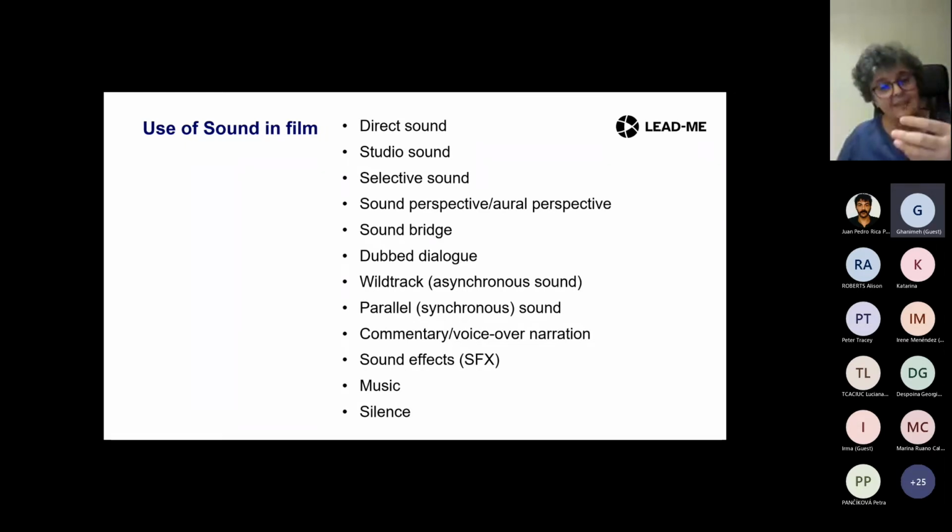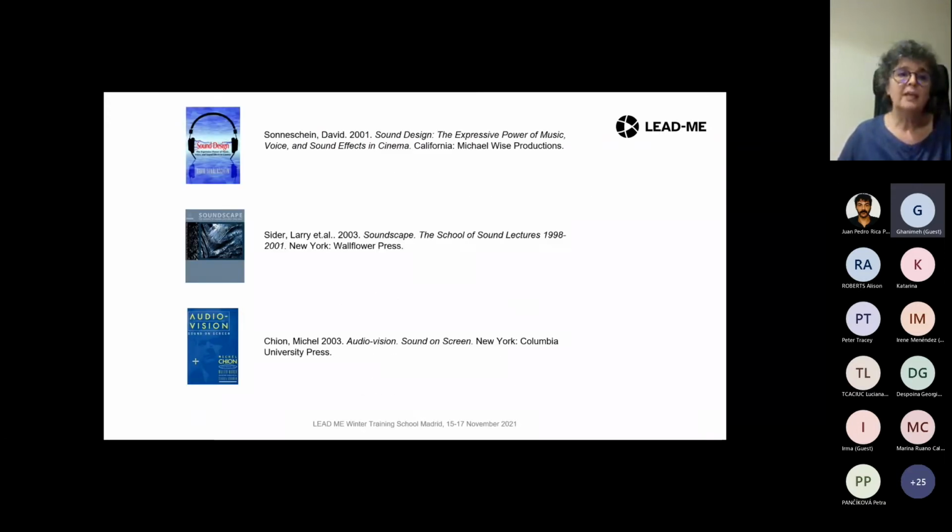Again, just as happened with analyzing image, we need to learn how to analyze sound, and that takes a lot. I need to start by making reference to three works on which, again, I am basing what I am sharing with you. These are three books which are easily available, and anybody wanting to know more about sound design in film, here you will get all the answers you need.